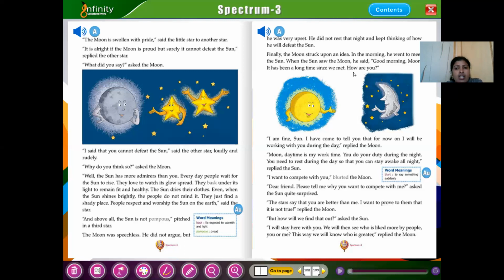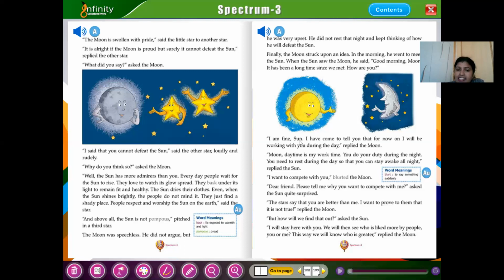When the sun saw the moon, he said, "Good morning, moon. It has been a long time since we met. So how are you?" "I am fine, sun. I have come to tell you that from now on, I will be working with you during the day," replied the moon.